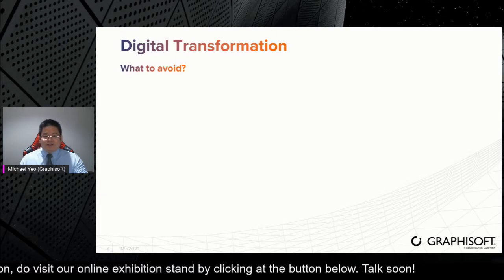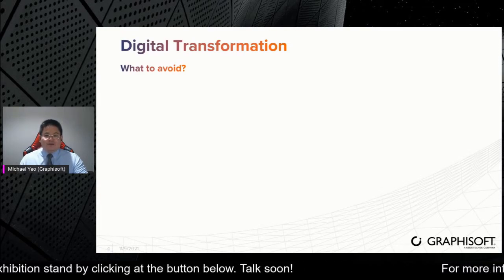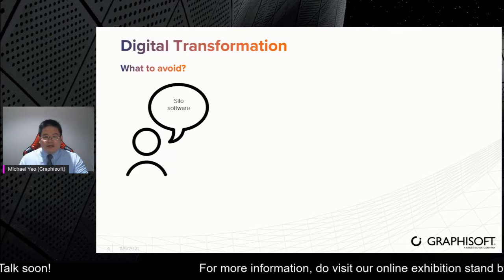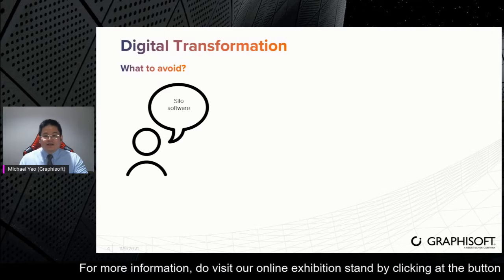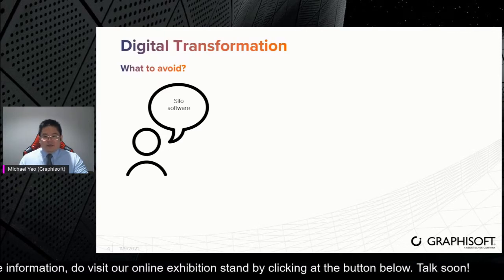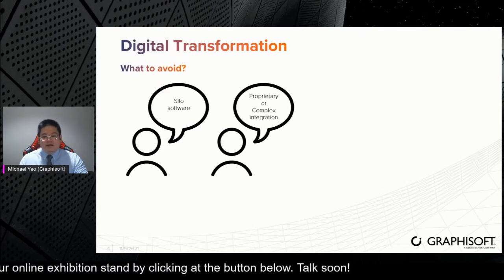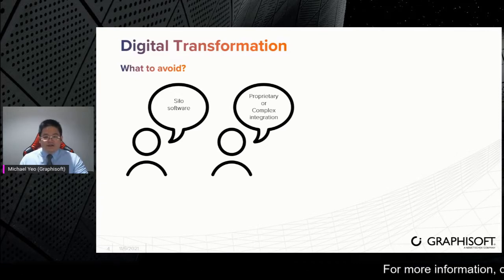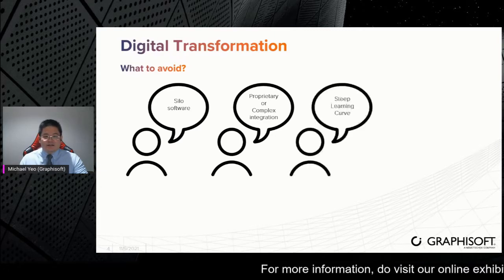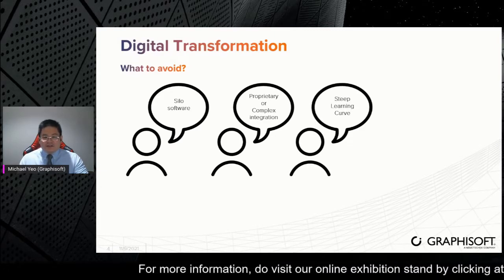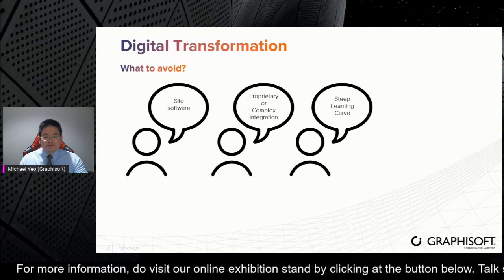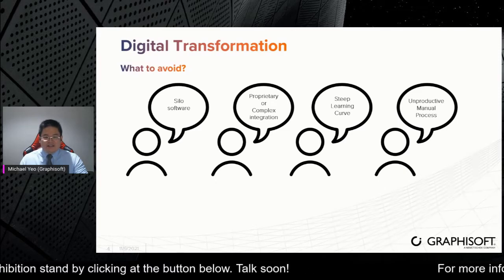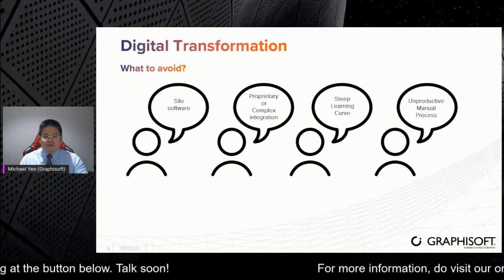But how do we make our selection? What do we need to avoid? First, what we need to avoid is a silo software, which needs more investment money when you expand. Avoid proprietary and complex integration software that makes it hard to collaborate with others. Avoid software with a steep learning curve. And avoid software which maintains unproductive manual processes that do not save your time at all.